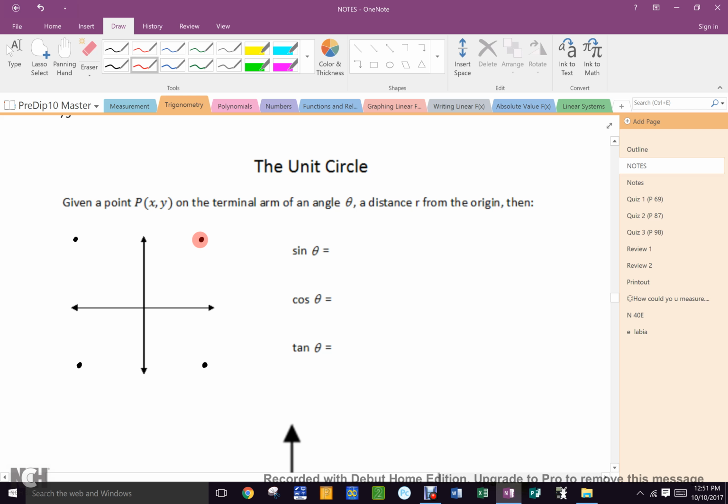Tell me the coordinates of this dot. Sorry, can't. Why not? Because we don't know what the numbers on the x and y axis are. Absolutely, you don't know the numbers on the x and y axis. So what is the only thing you can call this dot? x or y. x, y, correct? What are the coordinates of this dot? Negative x, y. What are the coordinates of this dot? Negative x, negative y. And what are the coordinates of this dot? x, negative y. Agreed? Excellent. Have I made any angles? No.